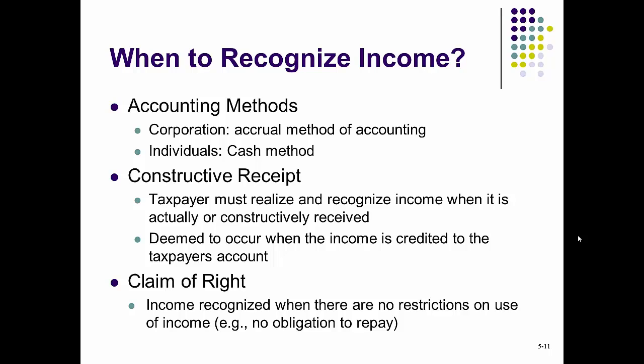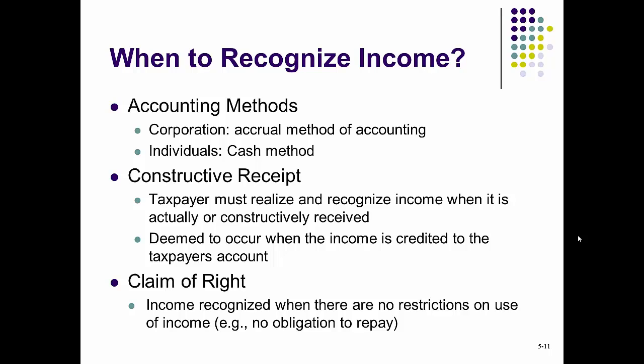And what about constructive receipt? This one you can see example 5-4 on page 5-7. The constructive receipt doctrine states that a taxpayer realizes and recognizes income when it is actually or constructively received. Constructive receipt is deemed to occur under one of the four possible scenarios.